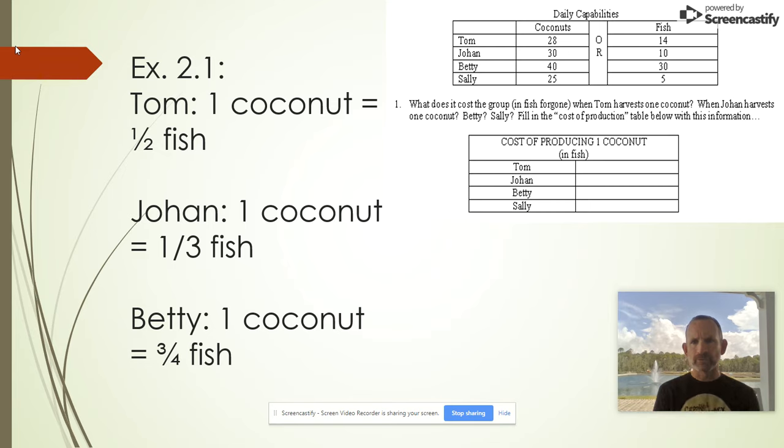This is an example out of one of your exercises. You've got a table. The table there basically shows the two endpoints of a production possibilities curve. So Tom can produce 28 coconuts or 14 fish in a day. So if I ask you a question like, what does it cost the group when Tom harvests one coconut? You divide 28 by 28, you get 1. Then divide 14 by 28, and you get 1/2. So what that tells you is every time Tom produces one coconut, he gives up half of a fish. So that should help you on the first exercise. The same answers for Johan and Betty should help you as well.